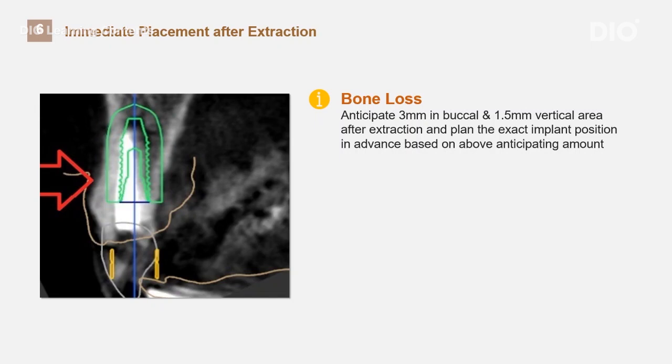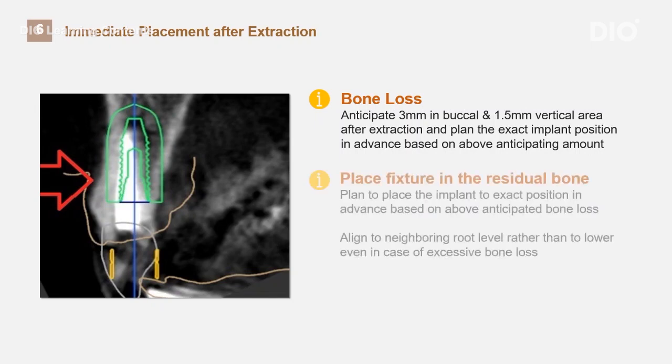Next is immediate loading after extraction case. In general, it can be predicted that our alveolar bones will be absorbed of about 3 millimeters in the buccal and about 1.5 millimeters in the vertical area after the extraction. Therefore, the fixture can be placed at the expected location where the alveolar bone absorption can occur, and the location of the bone can be predicted after the extraction.